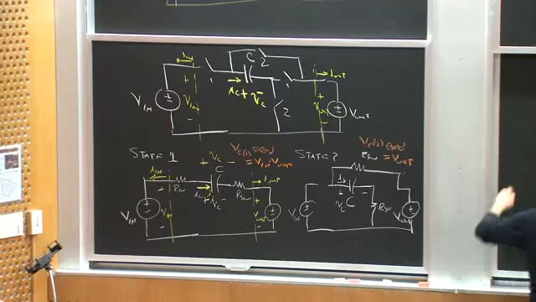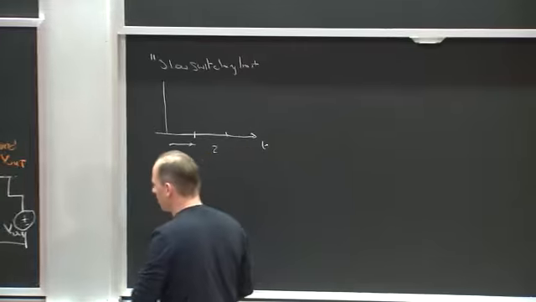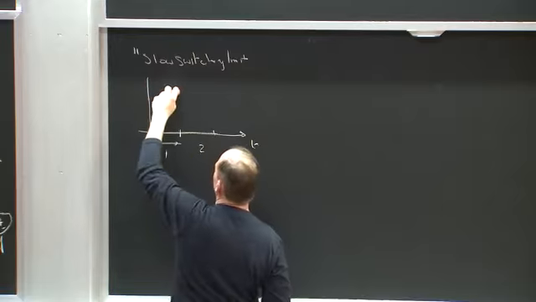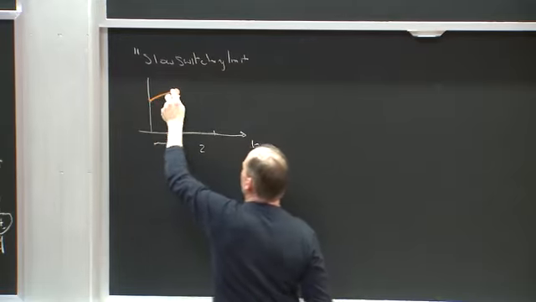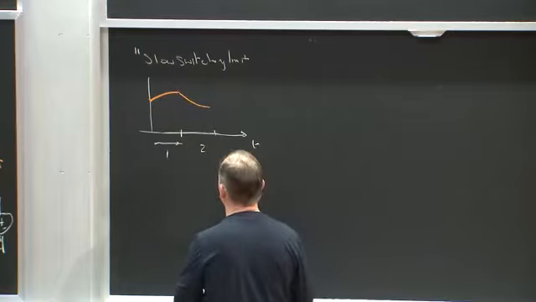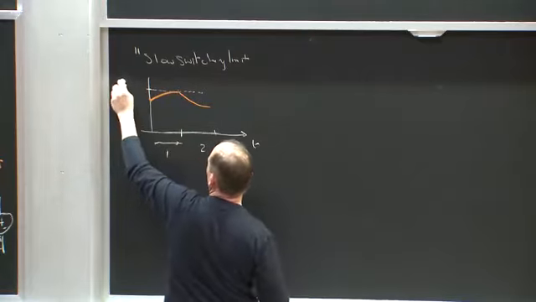So I'm sort of assuming, and this is the slow switching limit, that what my capacitor voltage is going to do versus time, if this is state 1, and this is state 2, my capacitor is going to charge from V out up to V in minus V out. And then it's going to discharge from V in minus V out down to V out, and it's going to do something like this with some RC time constant. And so at the end of state 1, it's going to V in minus V out.